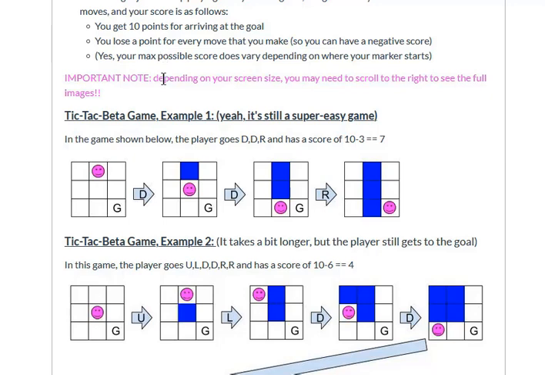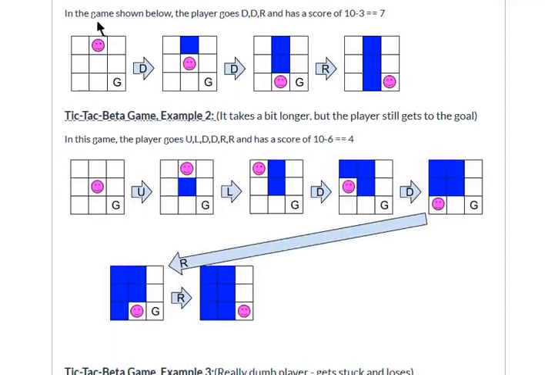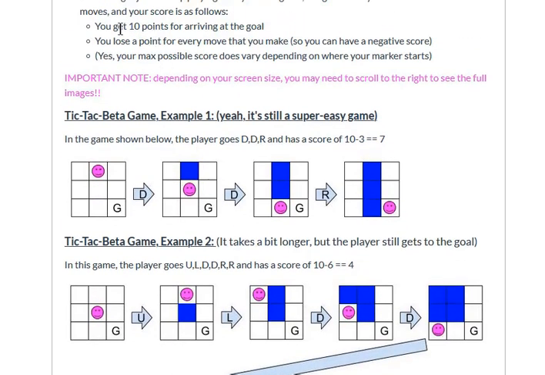Important note: depending on your screen size, you may need to scroll right. So here's an example. I go down and right, and I win. And the score is 10 for getting to the goal, minus 1, 2, 3 moves. So that's how it works, okay, that makes sense.